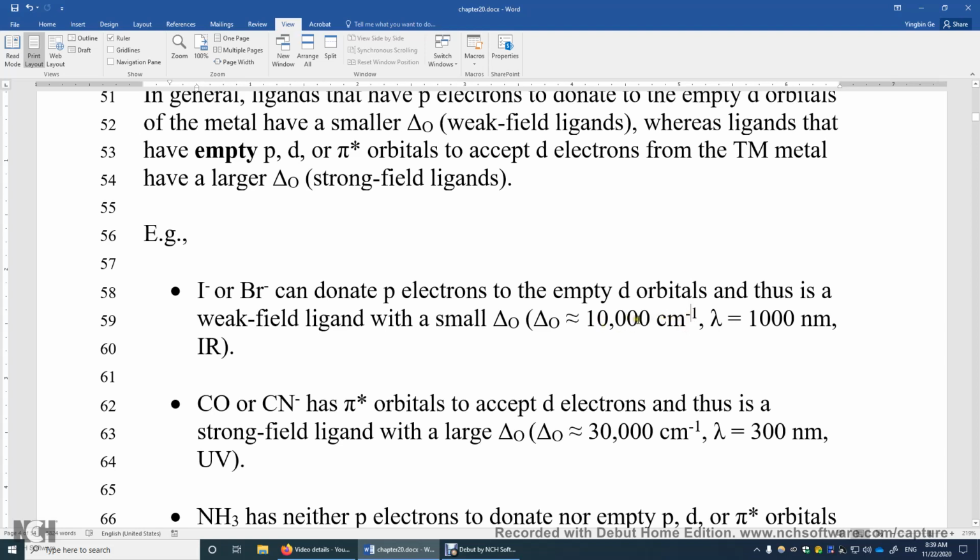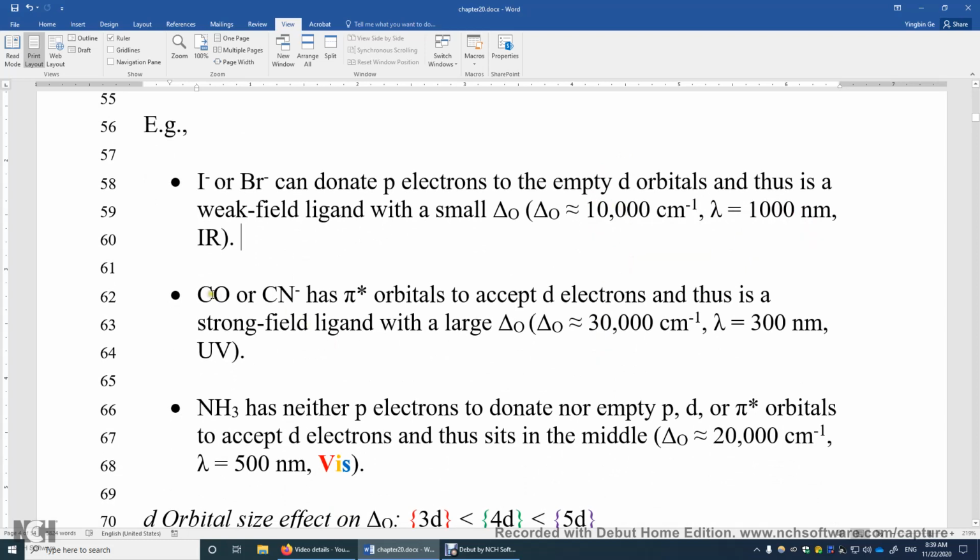All right, so if you can put 10,000 waves within 1 centimeter, you can put 1 million waves within 1 meter. So this is equivalent to 1 million per meter. All right, so this is 10,000, but if you have carbonyl or CN minus that has pi star empty orbitals to accept d electrons, delta O is often as large as 30,000 wave numbers. So we have a smaller lambda and we have a higher energy here. Again, it's h times c times this wave number. Okay, so in this case, this delta O is roughly 3 times this delta O.